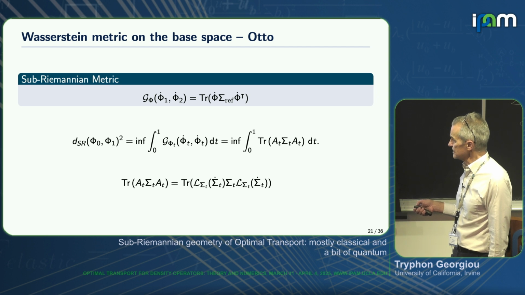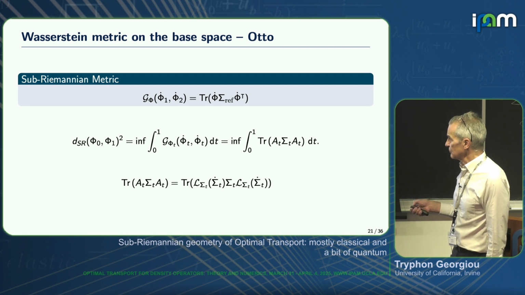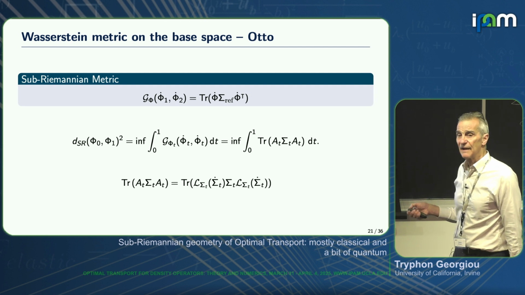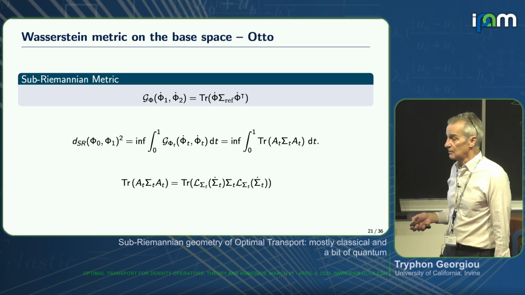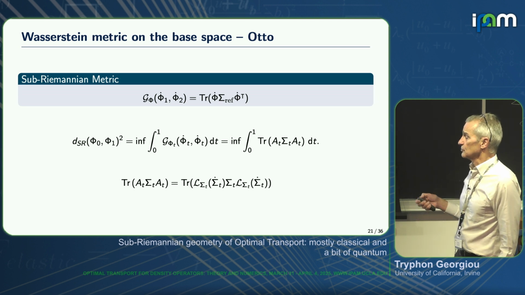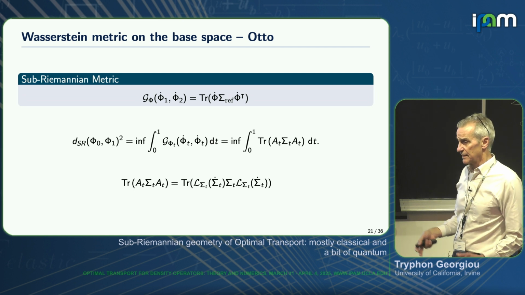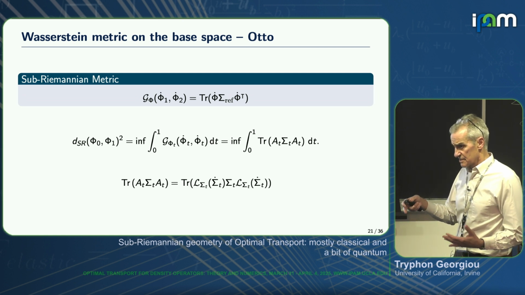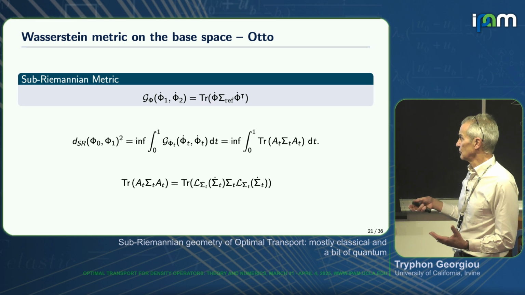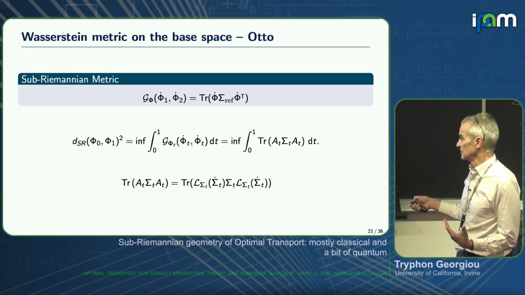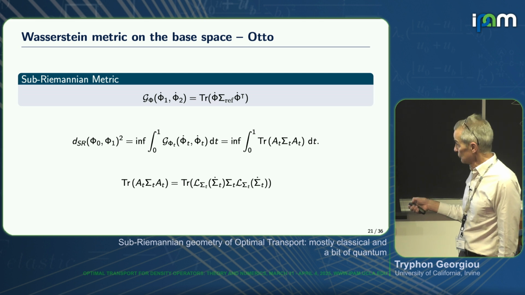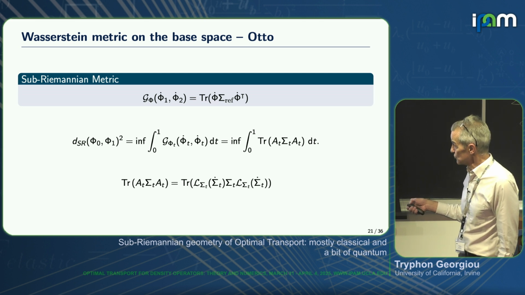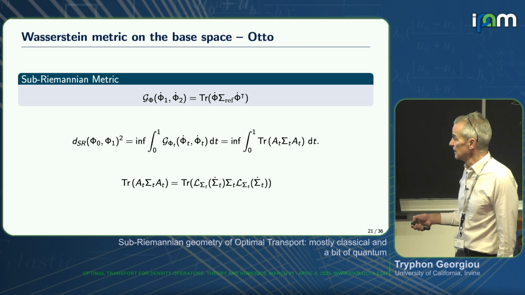Then you can define a sub-Riemannian metric. So up on the space, you have a metric which is the trace of phi transpose sigma ref phi dot. And this actually can be traced back to the original paper of Otto, where he showed that the Wasserstein metric is a submersion of the L2 structure on the space of diffeomorphisms. So this is just linear diffeomorphisms.